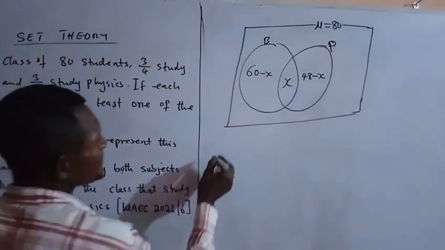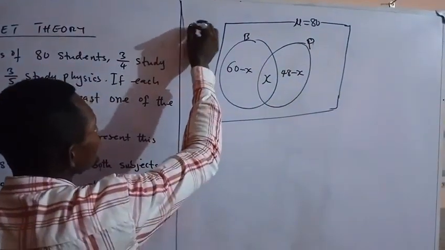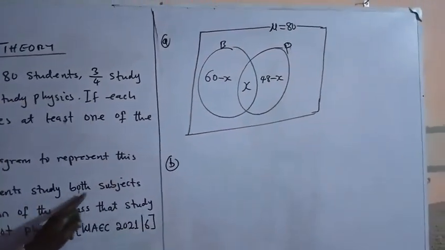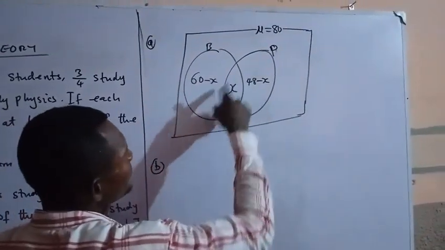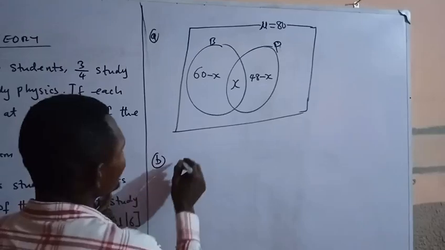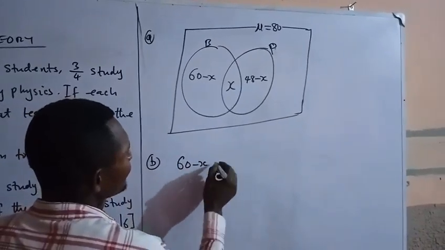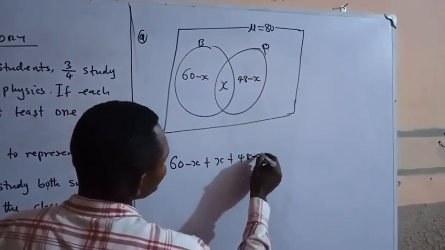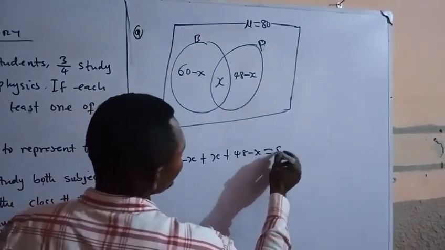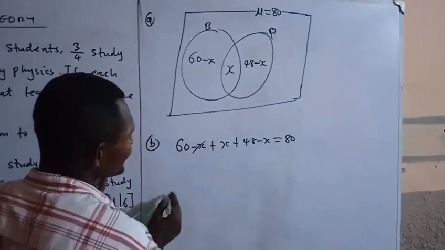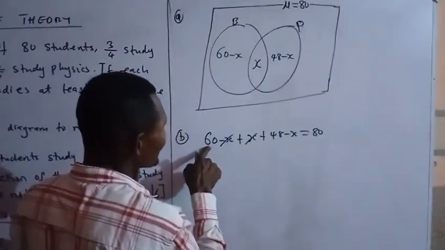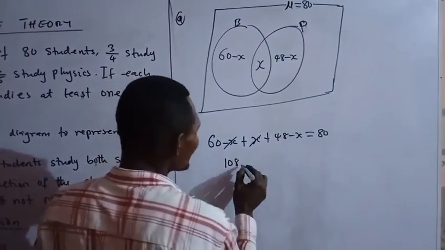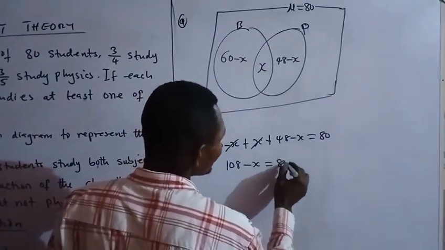Now, for us to find the value of x, we have to add everything. So understand that this is the diagram, which is A, and the B now, which is to find the number that study both subjects. We are going to add everything here, equate it to the universal set, which is 80. So I have 60 minus x plus this x plus 48 minus x, all equal to 80. You see that we have minus x here, plus x will cancel out. Then we are left with 60 plus 48, that will give us 108. Then minus x is equal to 80.